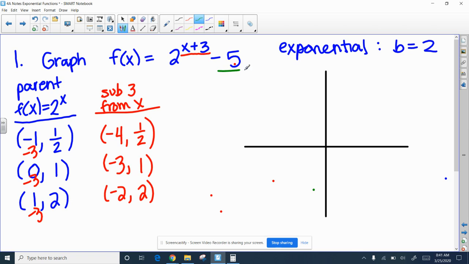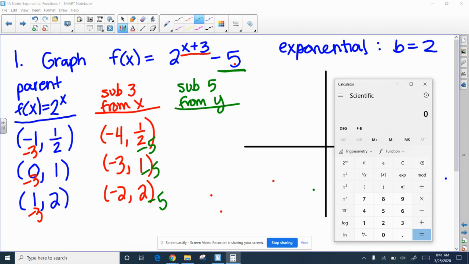There's still one more transformation. This -5, it's not with the x. It's not in the exponent. So the only things that are affecting x will be in the exponent. Anything else is affecting the y value. So this is affecting the y value. So on this one, we're going to subtract 5 from the y values. So here, I'm doing 1/2 - 5.